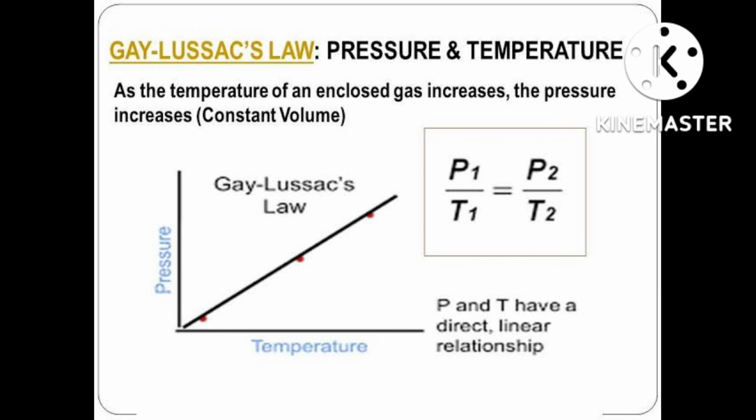And now one numerical based on Charles' law. Easy numericals, you can understand that. Here you know that four things are required. Already I told you V1 upon T1 is equal to V2 upon T2. This is Charles' law.